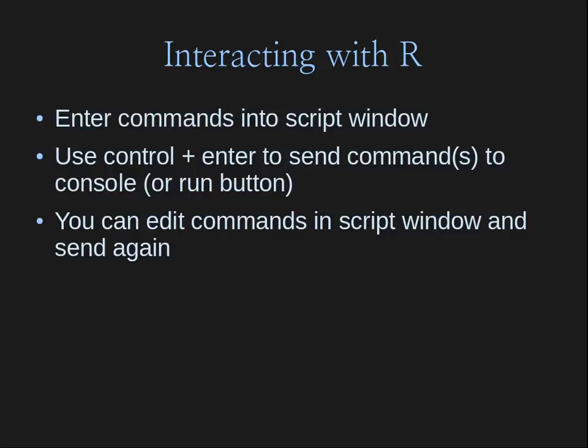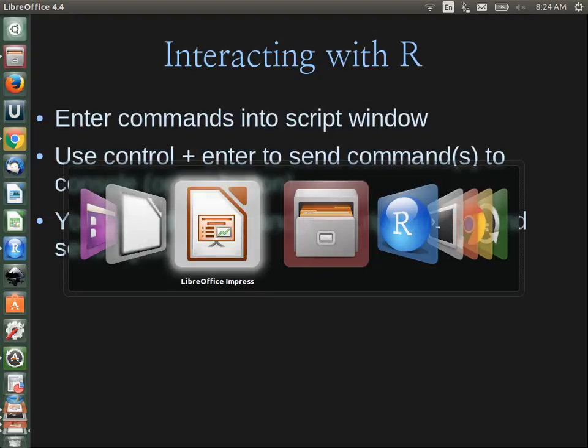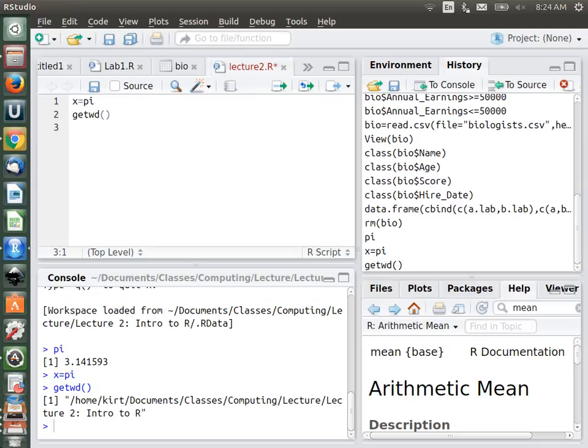Again, I've talked about this a little bit so far. When you're actually interacting with R, the best way to go about it is to enter commands into that script window, the upper left-hand window. Use Control-Enter to send those commands down to the console. Alternatively, if for whatever reason that's not working, there's also a Run button up here in the upper right-hand corner. If you hit this little green arrow, it will send it down as well. It's the same as Control-Enter.